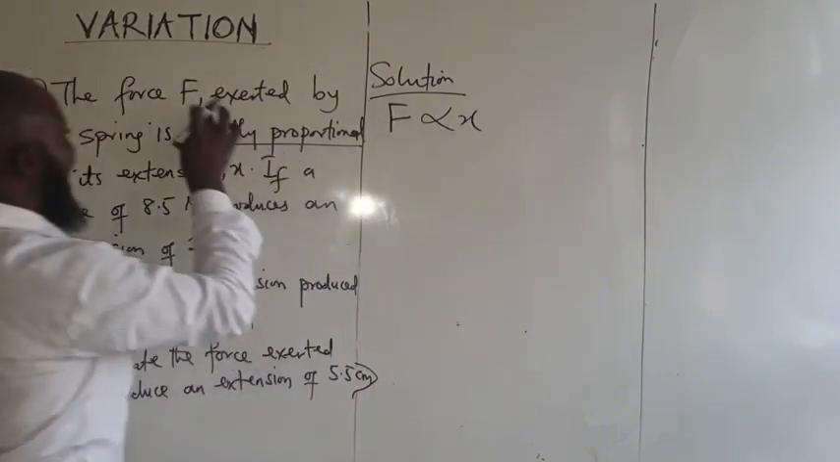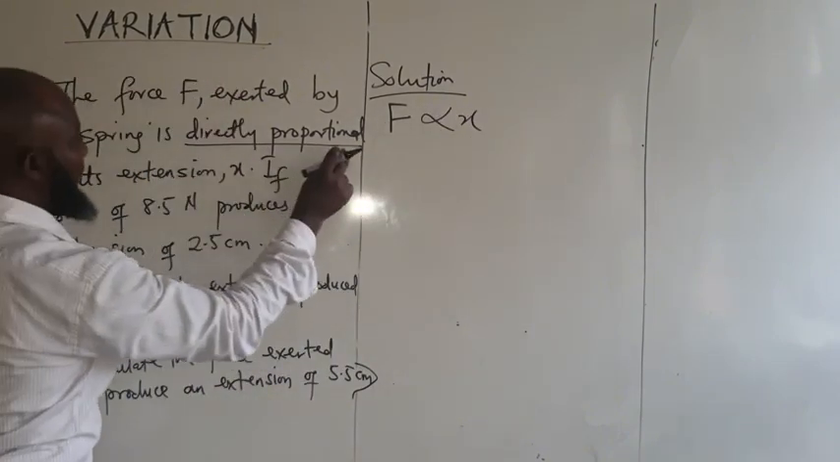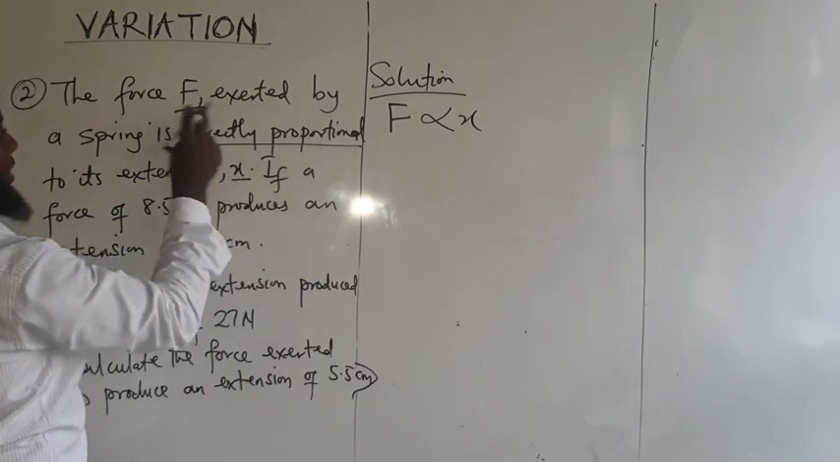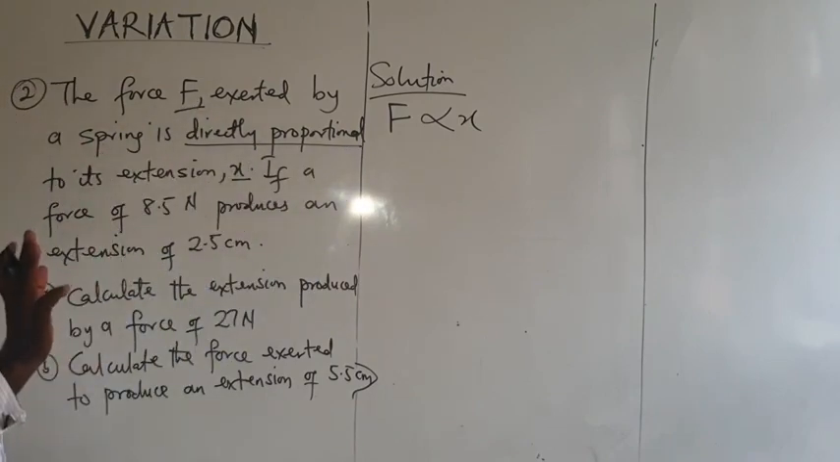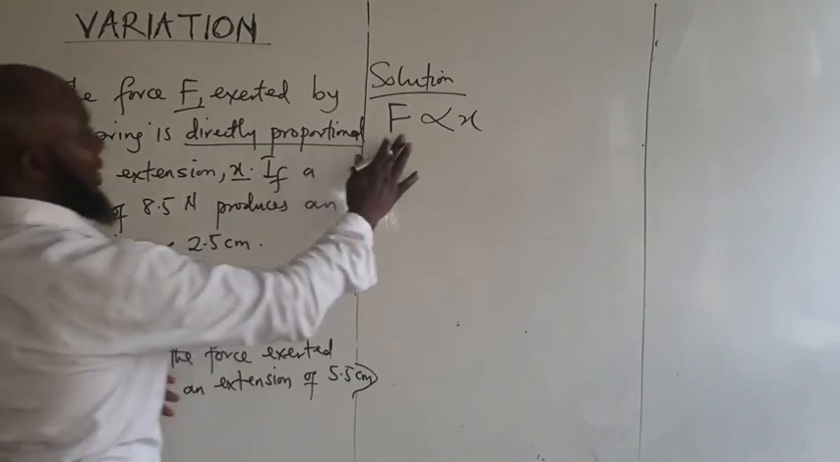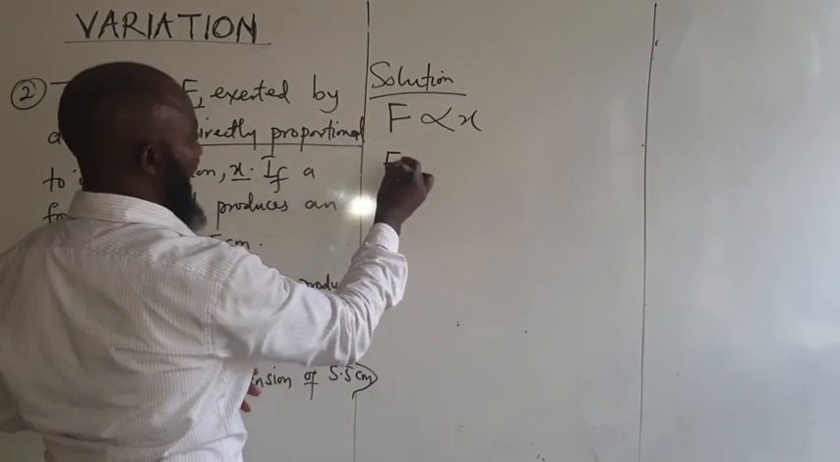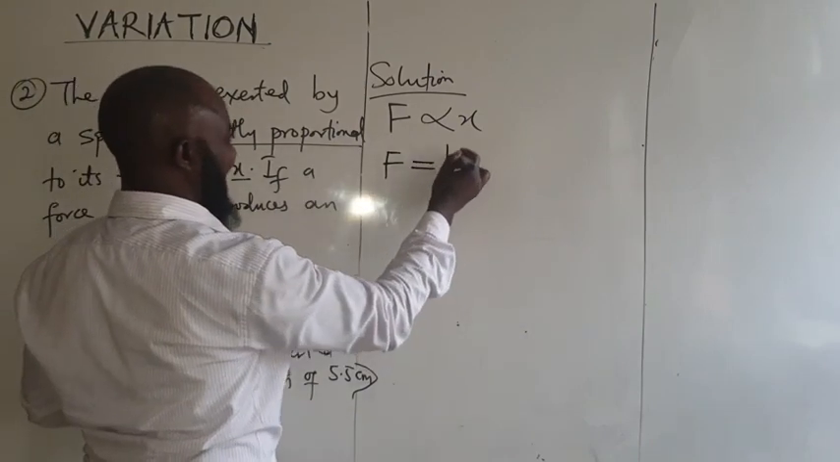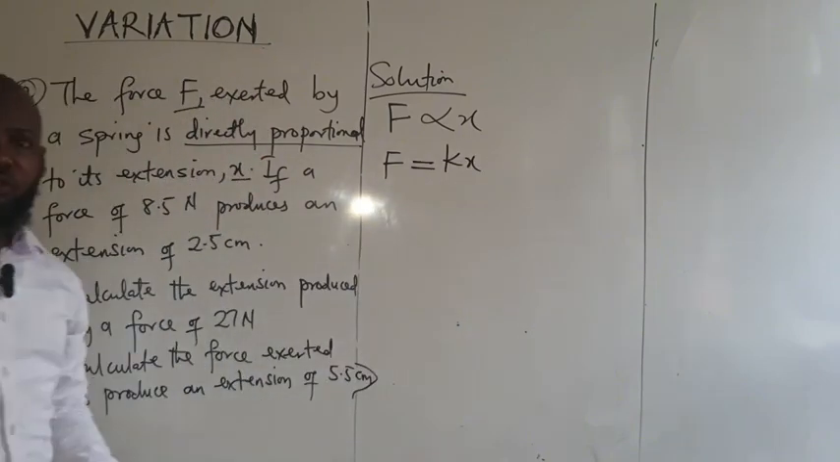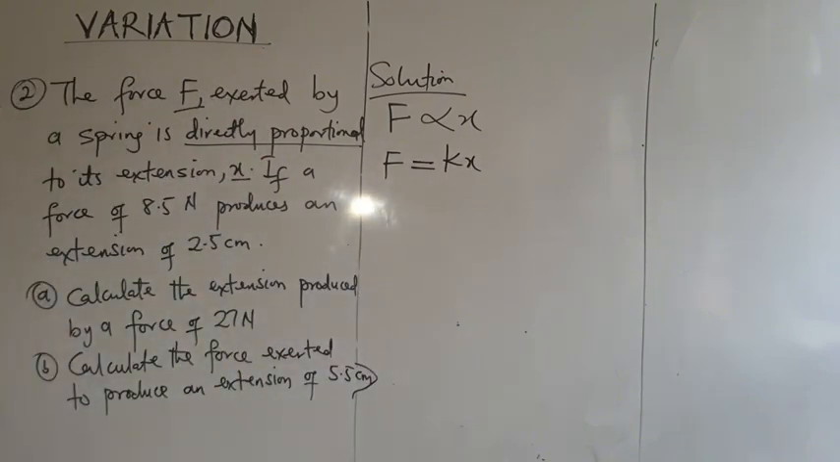That's what we needed here. F is directly proportional to x. F is directly proportional to x. That is it. So we stop there, then we interpret this. This will then be equal to F equals kx. We have introduced a constant k here.